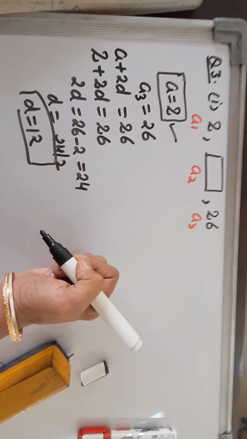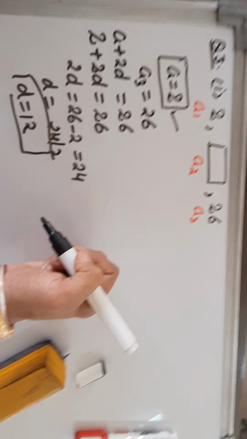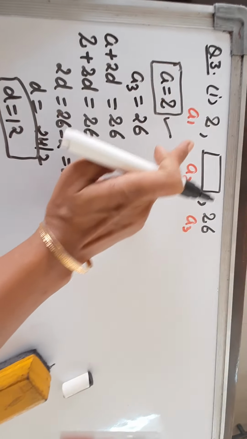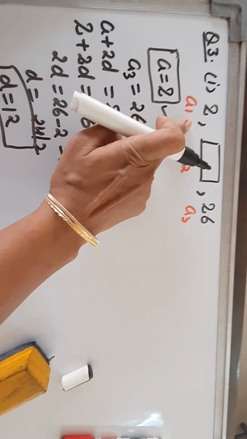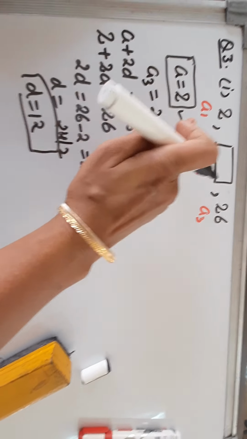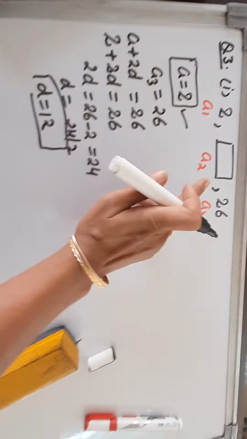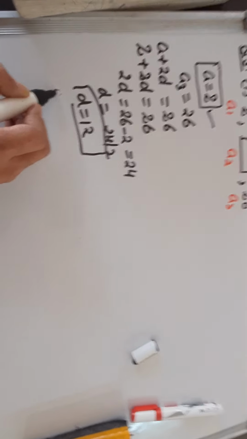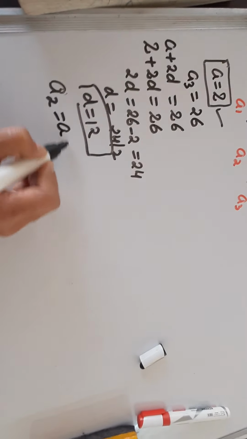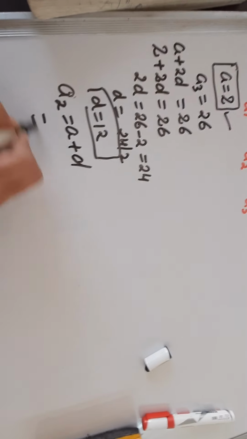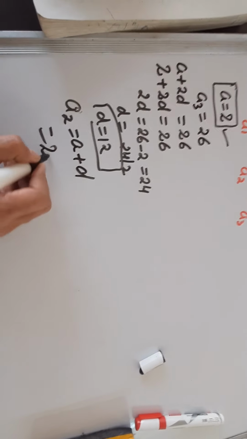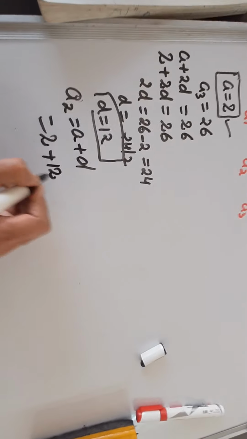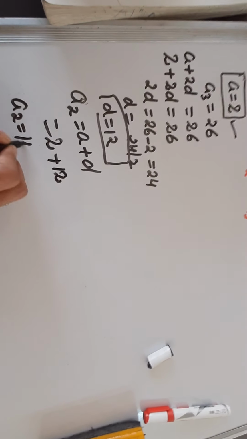So for this question, dear students, just keep in mind कि हमें starting किससे करनी है, जो given terms है. Given terms के formula से we will be able to get A and D, and after that we can find out the missing term. Now missing term is A2, its formula is A plus 1D. So now we have A as 2 and D as 12, so A2 will be 14.